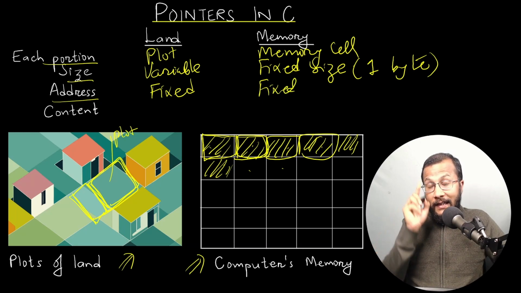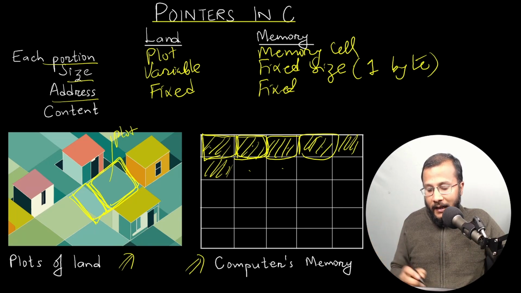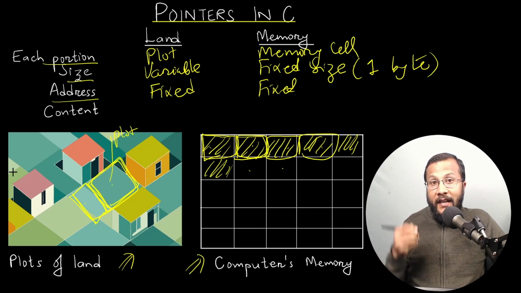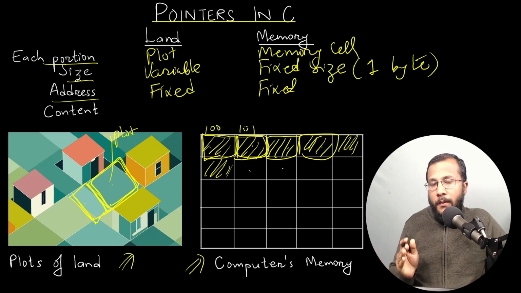And each byte or each memory cell is going to have a unique address, like each plot has its unique address. Similarly, each memory cell has a unique address, and that address can be a number. Let's say the address of the first cell is 100. So what would be the address of the next cell? It would be 101.